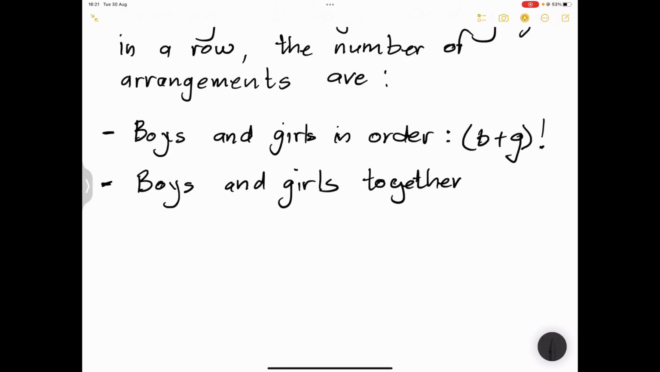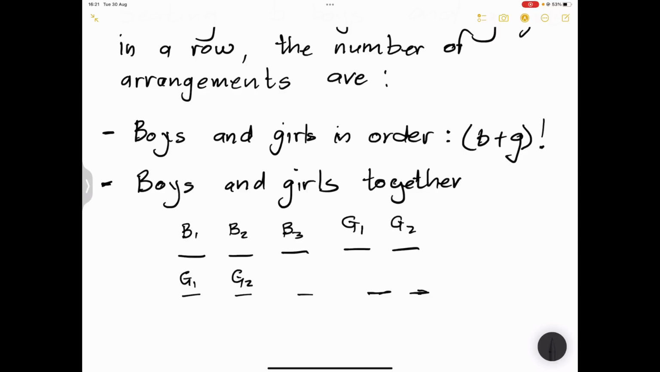Let's take an example. Let's say 3 boys and 2 girls, and I want them to sit together. So I'd have boy 1, boy 2, boy 3 over here, and then girl 1 and girl 2. That's my first possibility. But notice that I could also have girl 1, girl 2, still sitting together, and boy 1, boy 2, and boy 3 over here. When it comes to the girls, you can swap them around, and when it comes to the boys, you can change them around, and so on.